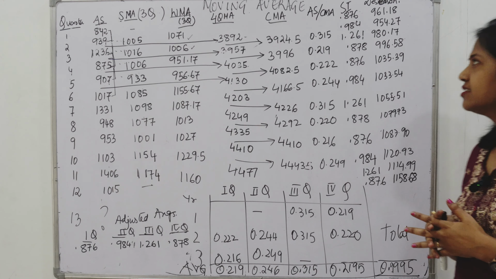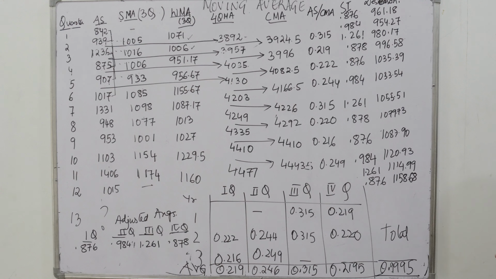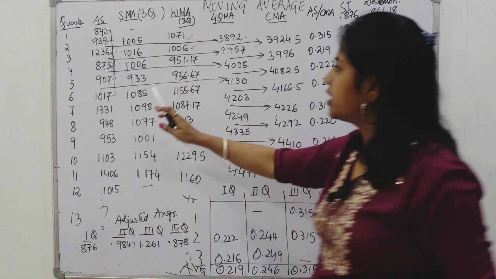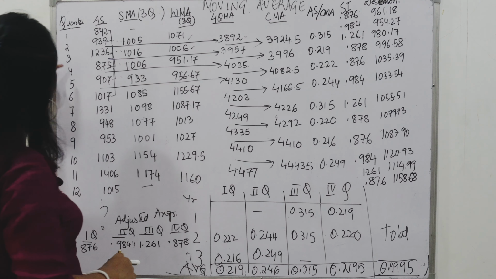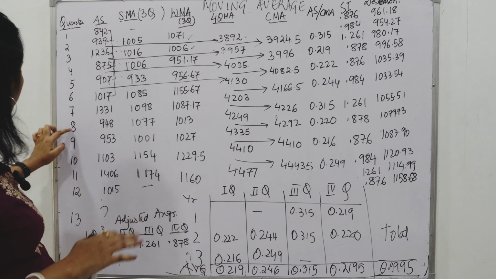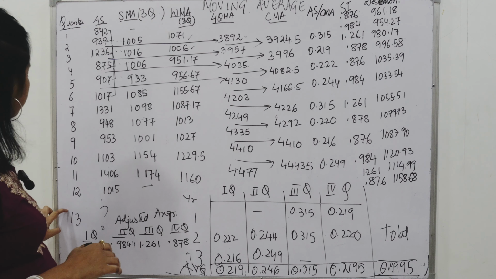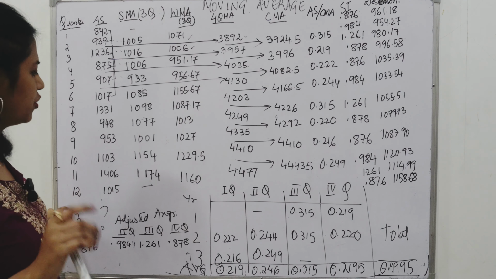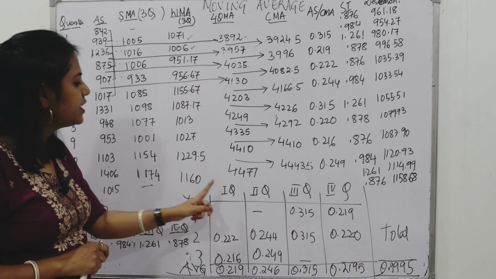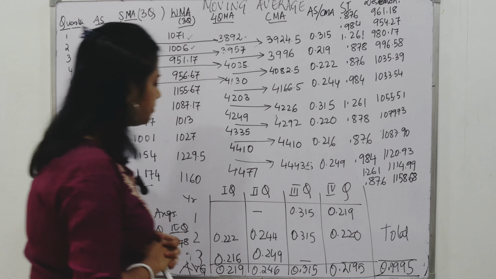For finding the seasonal index, we are going to make a table here. For this table, we have 4 quarters of data. You can see 1, 2, 3, 4. That means 1 year is over. 1, 2, 3, 4. Second year is over. 1, 2, 3, 4. That means the third year is also over. So I'm writing here year 1, year 2, year 3, and each year has 4 quarters.